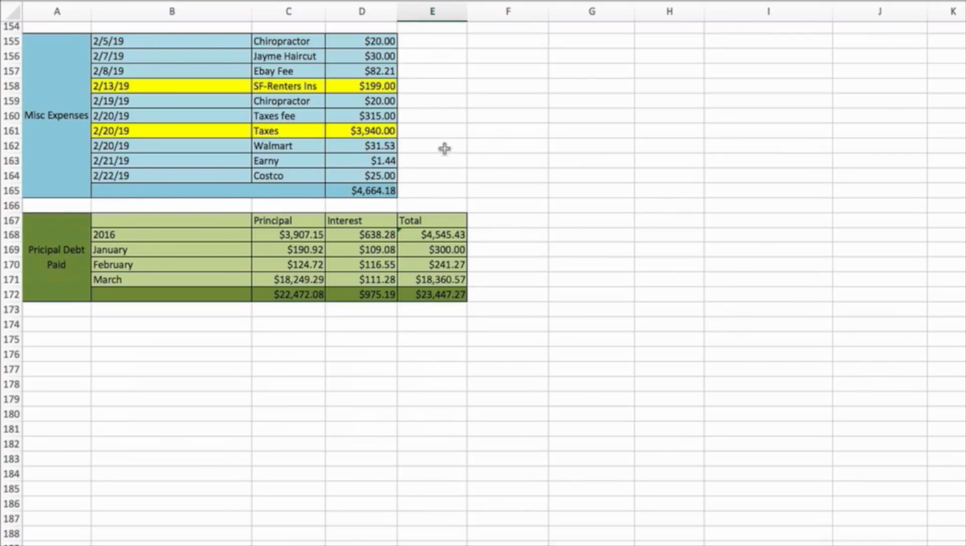Here is our miscellaneous expenses, chiropractor, haircut, eBay fee. Jamie sold a computer a while back, and so we had to pay the fee for eBay. That was $82.21. Renter's insurance, we renewed our renter's insurance policy. That was $199 for the year. Chiropractor, $20. Taxes fee was $315 that we paid our accountant. And here is the doozy.